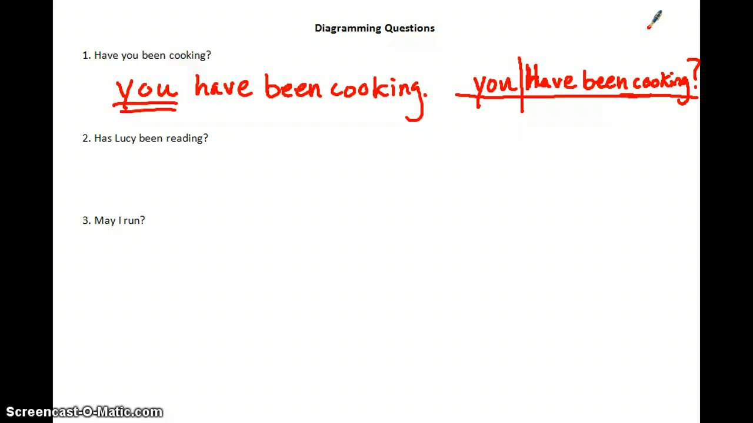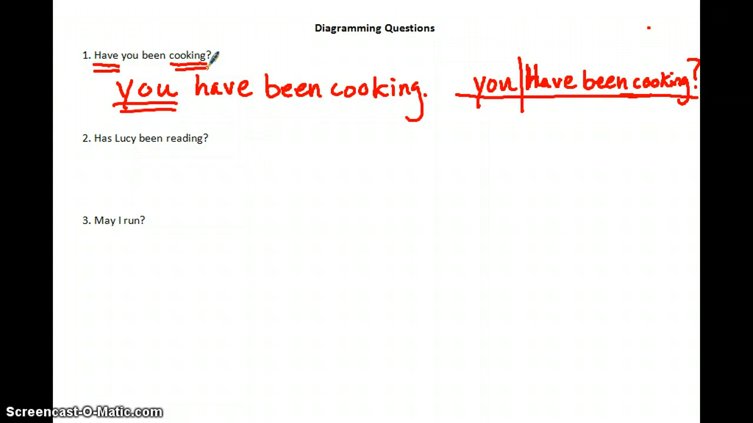Notice it scrambles the subject and the predicate. In questions oftentimes, the question will start with the helping verb and the main verb will be after the subject, okay? And that's what you have here. Have is one of the helping verbs and our main verb is cooking. Okay? Let's take a look at number 2.